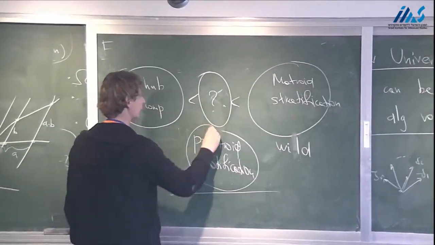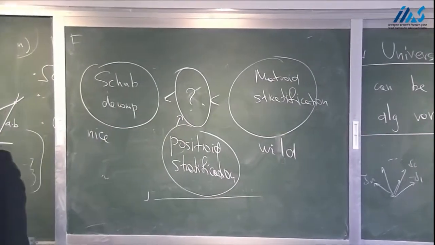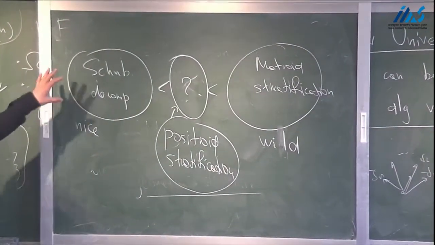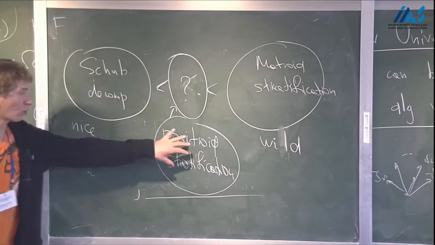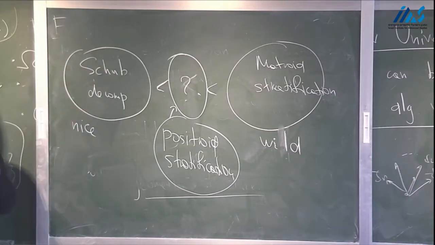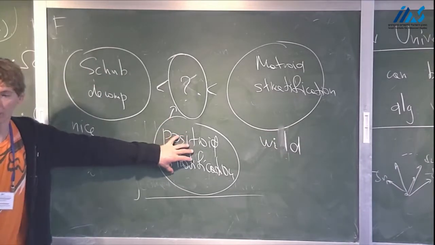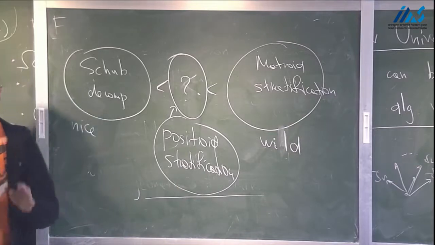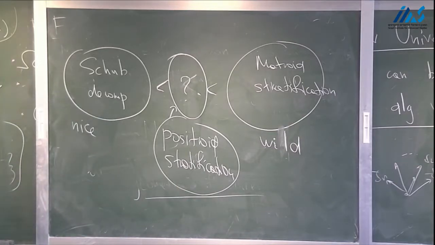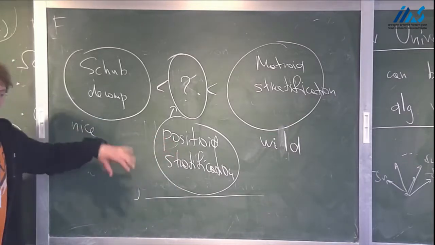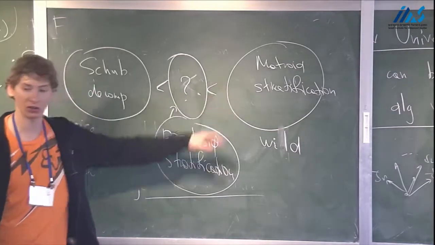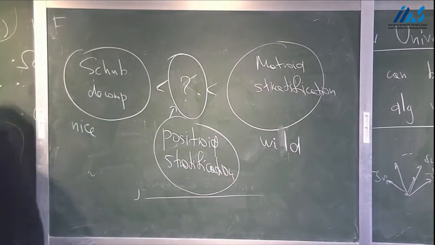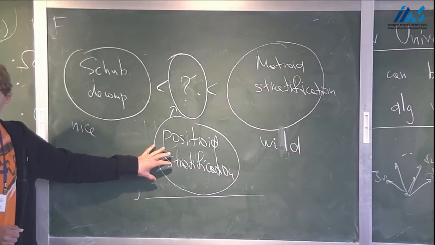This Positroid stratification is more subtle than the Schubert decomposition. It contains all the combinatorics of the Schubert decomposition; all the classical combinatorics of Young tableau is contained here as a special case. But there are also a lot of new features, a lot of new phenomena that appear here. It's richer than the Schubert decomposition, but on the other hand it's still manageable. It's still not as wild as the general Matroid stratification. You can still completely describe everything combinatorially.